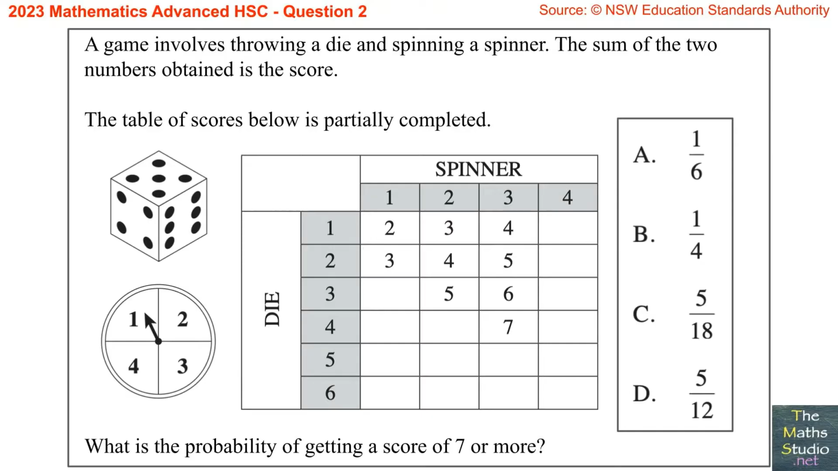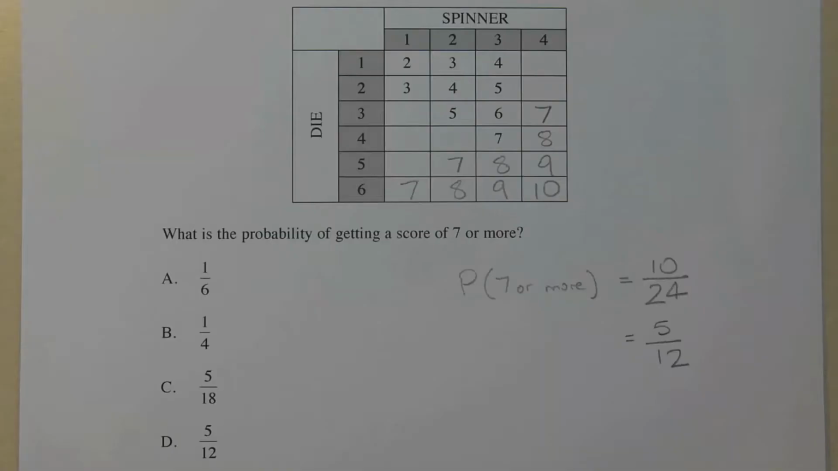Question 2. A game involves throwing a die and spinning a spinner. The sum of the two numbers obtained is the score. The table of scores below is partially completed. What is the probability of getting a score of 7 or more? The question is asking for the probability of getting a score of 7 or more.